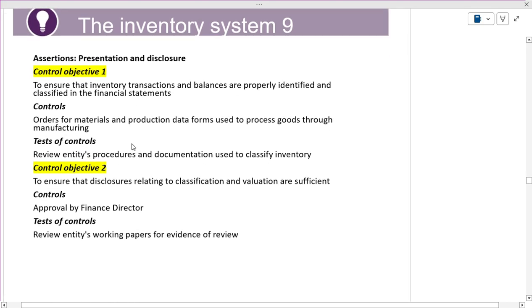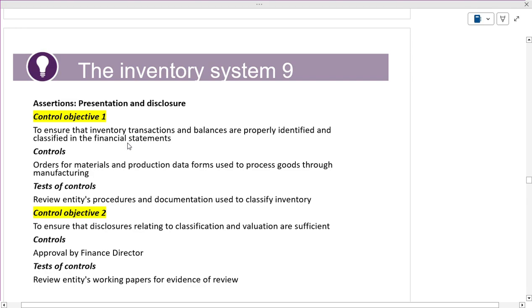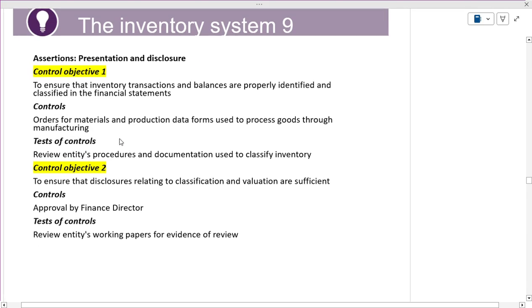Fine. Now, we will complete inventory and we will close. Presentation and disclosure: how you are presenting the closing balances. Is it right? What are the inventory transactions? Balances are classified in the financial statements.